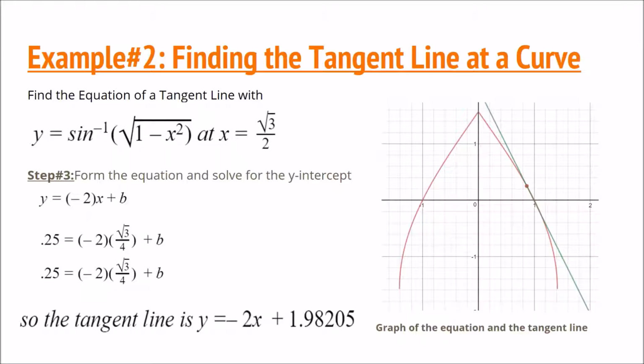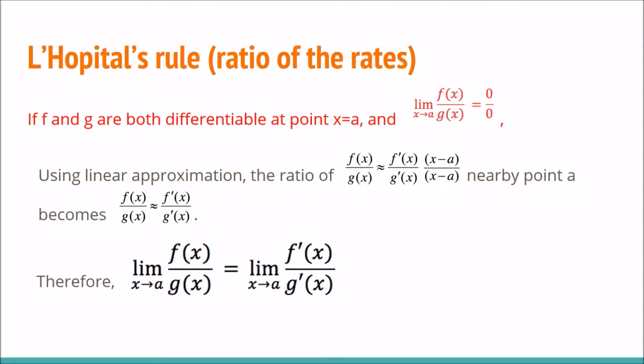L'Hopital's rule and the ratio of rates. We can use L'Hopital's rule if f of x and g of x are both differentiable at x equals a, and if the limit as x goes to a of f of x divided by g of x equals 0 divided by 0.